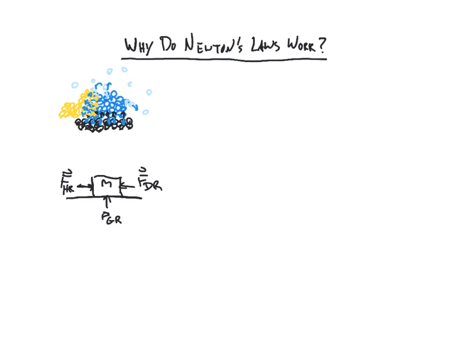So this complicated picture of trillions and trillions of interactions gets simplified into this very simple picture, and then we can draw our force diagram here. So we have the force of the ground on the rock. Sometimes we just call this the normal force. We have the force of me pushing the rock. So this is the force of my hand on the rock.